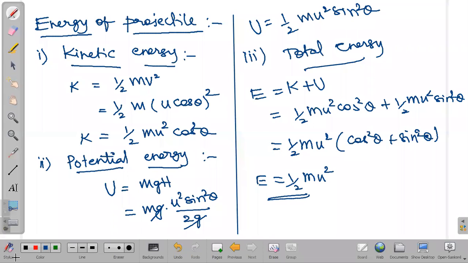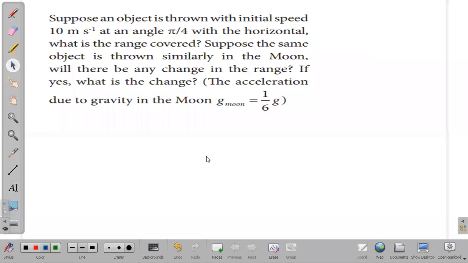Okay, we'll go with some problem part. Right now, in this, what is given we will write first. What are the given values in the problem? First, initial speed is given. That means U is given: 10 meter per second. And theta is given, pi by 4. Let me take it as 45 degrees so that it will be easy for you.